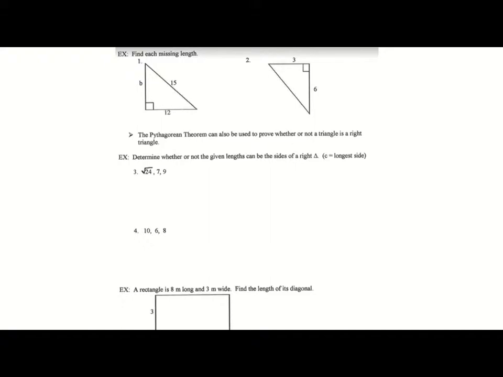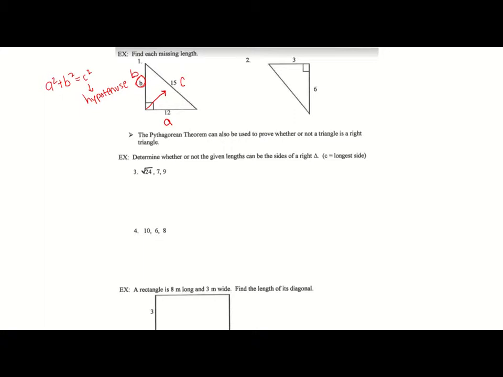So the first one, it's asking us to find each missing length, which here we have b. That's our unknown. So the first step I'm going to do is write my Pythagorean theorem. I know that a squared plus b squared equals c squared. Then I'm going to label my sides. So c squared is the important one. This is our hypotenuse. So my longest side straight across from my right angle is c, right here. And then my legs are the two other sides. So I already have this one labeled as b, so this one is going to be a. Now I can plug in my numbers.